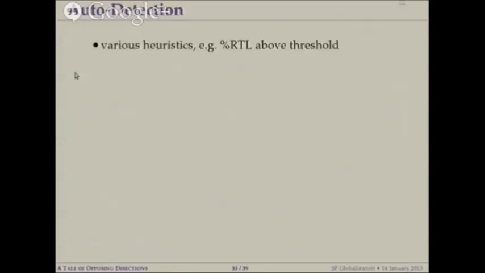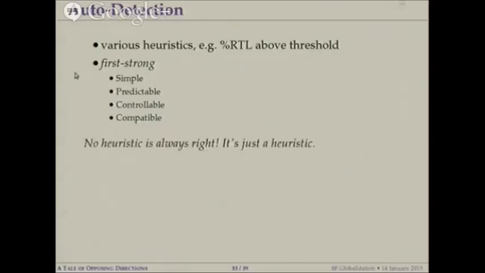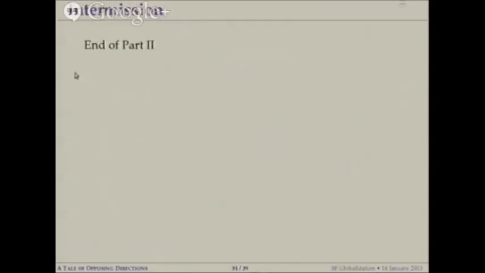So auto detection, there's a bunch of heuristics as we went over. One is like percentage of right to left text is above some kind of threshold, and we can assume it's a right to left paragraph. But the one that is in Unicode and the one that is now in HTML5 is first strong, and there's a number of advantages to this one. It's simple, it's really simple, it's predictable, it's controllable. You can control it by adding neutral characters at the beginning, and it's compatible with Unicode plaintext. No heuristic is always right. It is just a heuristic, so sometimes you have to tweak it.